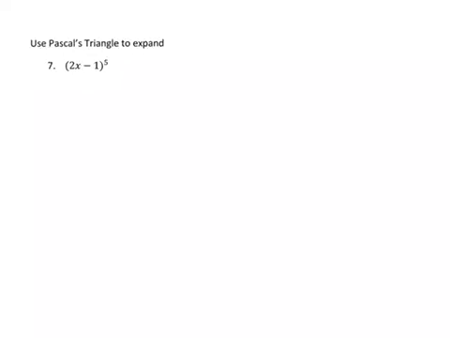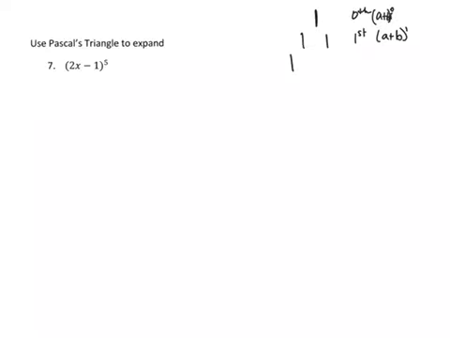Number 7, using Pascal's triangle to expand. So Pascal's triangle starts with a 1. That's our 0th power. And then 1, 1 is our first power, a plus b to the first power. And this is a plus b to the 0, because anything to the 0 power is 1.